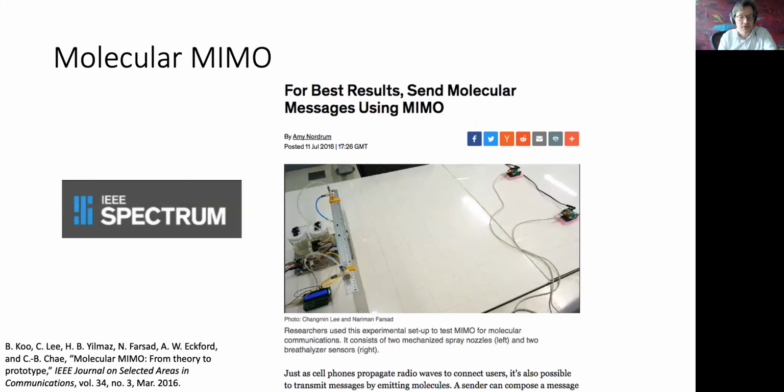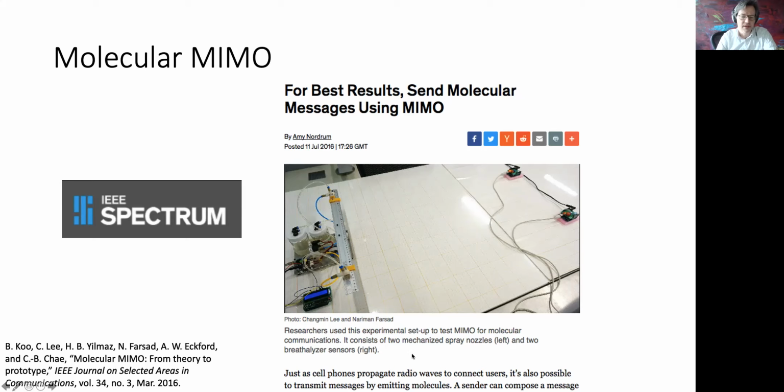These ideas have been taken further. We've actually talked in this course about how. So here we have an idea for molecular MIMO. We talked about this a couple of classes ago, but we actually built a device. Actually, it was my collaborator in South Korea who built the device along with my former student Nariman, who's now a professor. So congratulations to him. He did very well for molecular communication. And they built this MIMO device.